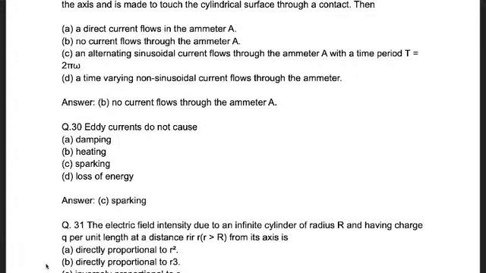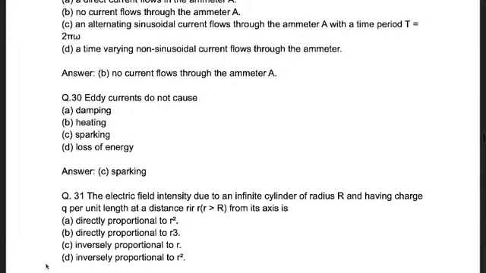Question number 31. The electric field intensity due to an infinite cylinder of radius R and having charge q per unit length, at a distance r greater than R from its axis, is A. Directly proportional to r squared, B. Directly proportional to r cubed, C. Inversely proportional to r, D. Inversely proportional to r squared. Correct. Your answer is C. Inversely proportional to r.